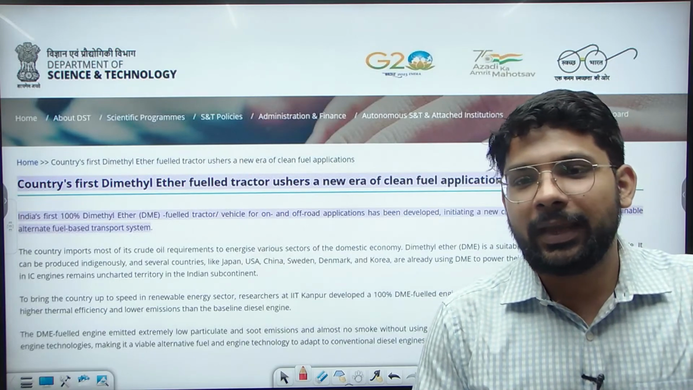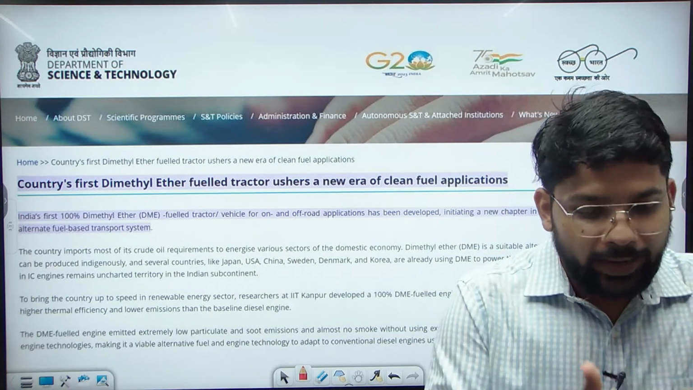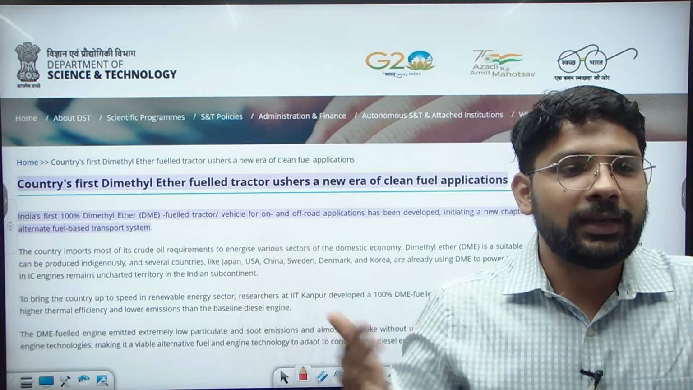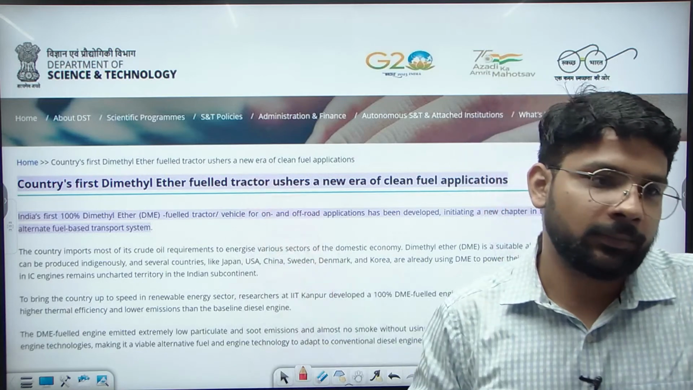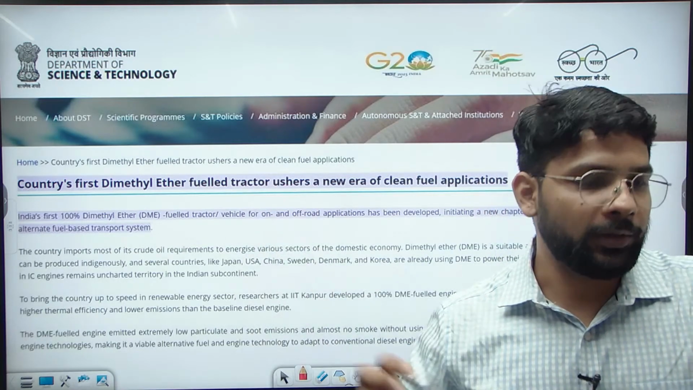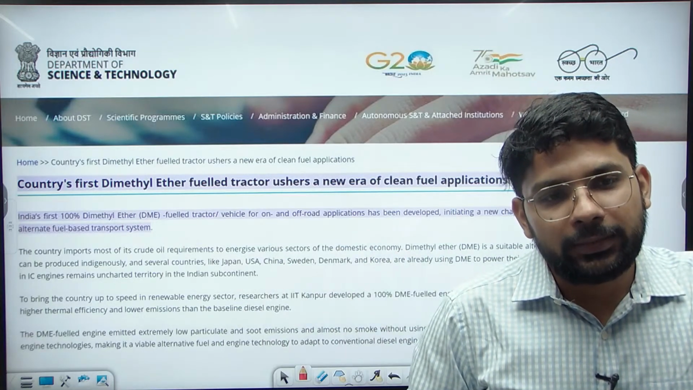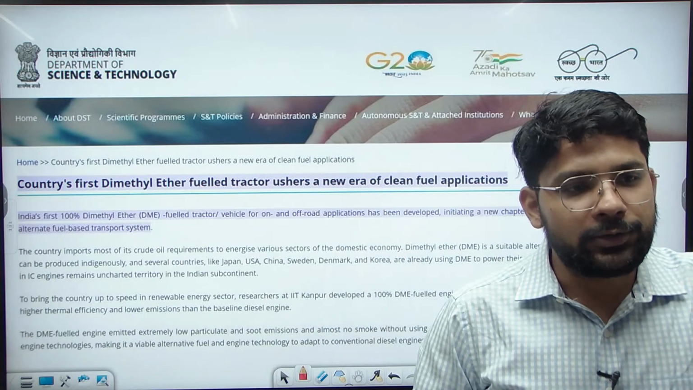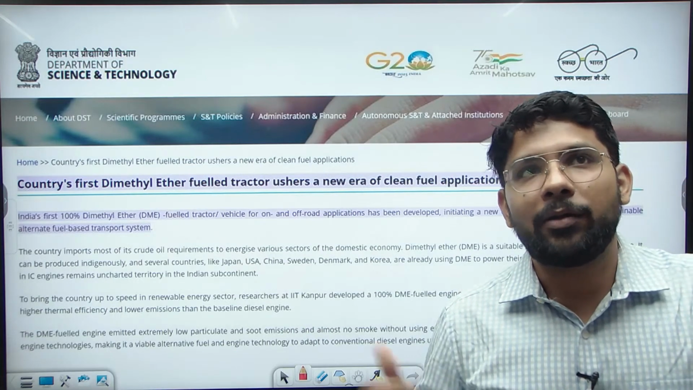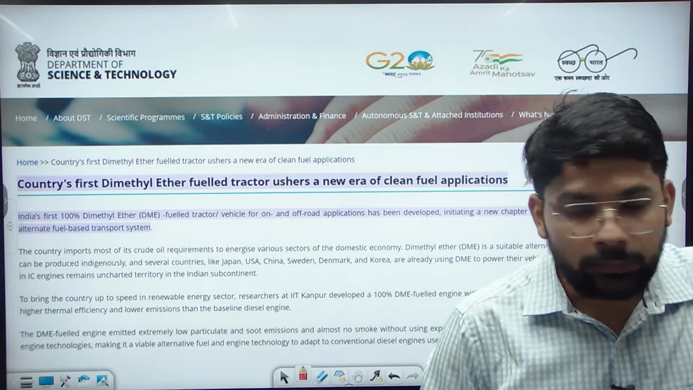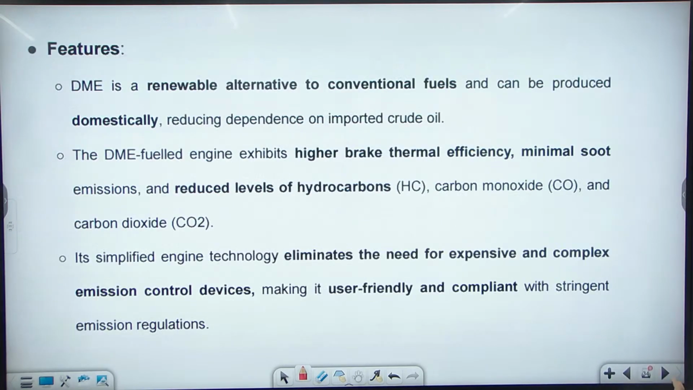Or in the mains, there can be a question on how renewable energy can replace conventional energy. Discuss. So you can give this example there. DST and the Niti Aayog introduced this one. So new technology can help in reducing the import budget. Also, they can help in saving the environment. So this is about the DST tractor. So you can write some of the topics you need to read on your own this week.